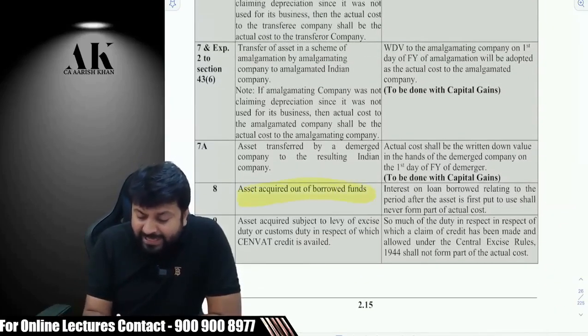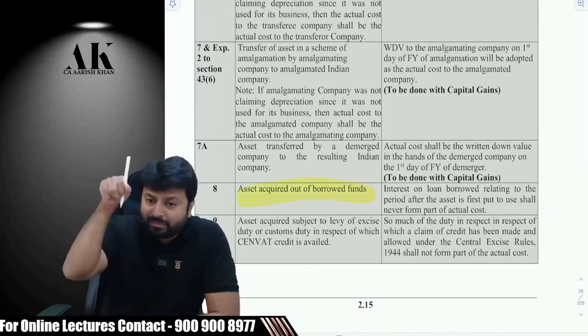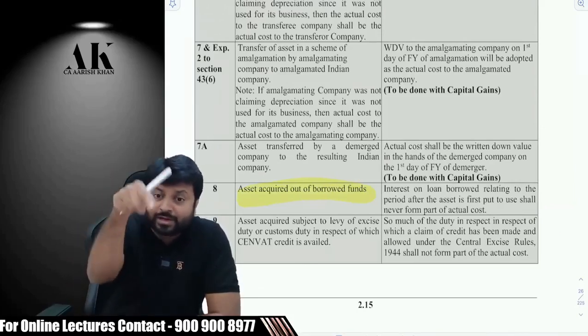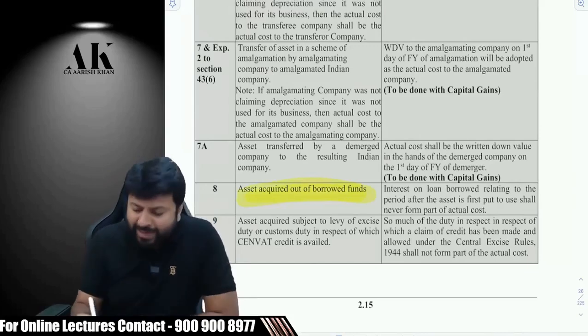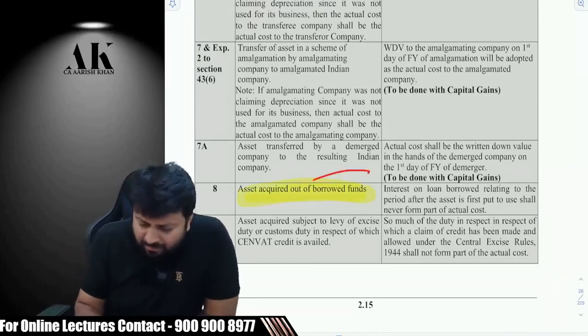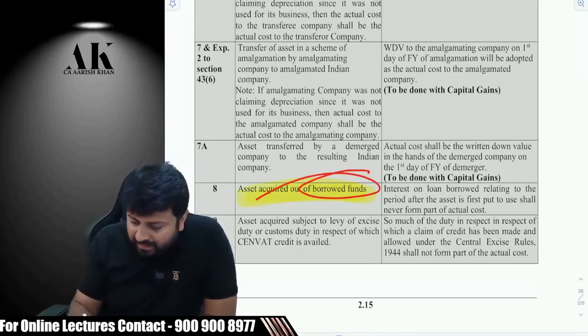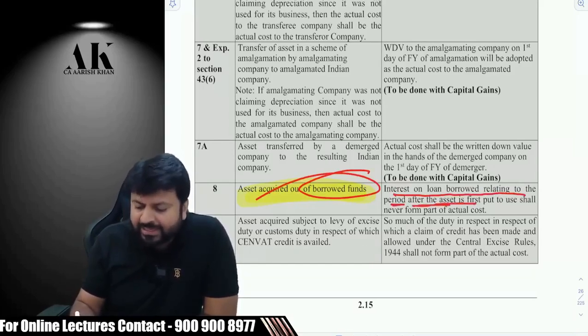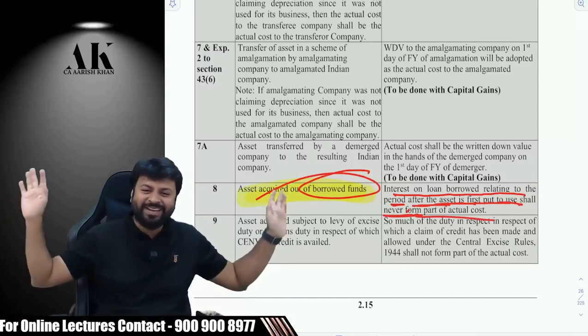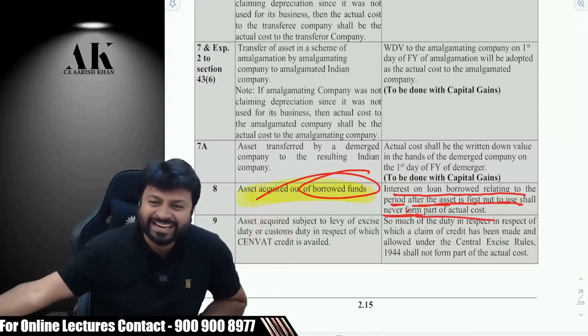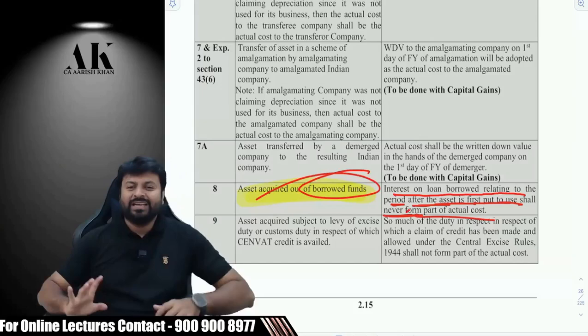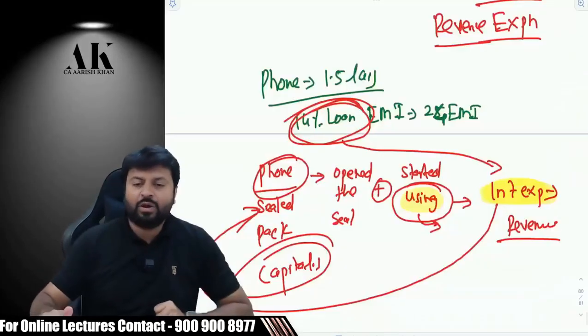Out of which the 8th explanation gives us some important information about this issue so that such an assessee does not claim dual benefit. Read this, please. Asset acquired out of borrowed funds. In our example, phone acquired out of borrowed funds. Is it clear? Interest on loan borrowed relating to the period after the asset is first put to use shall never form part of actual cost. It means such interest will always go to where? P&L account.